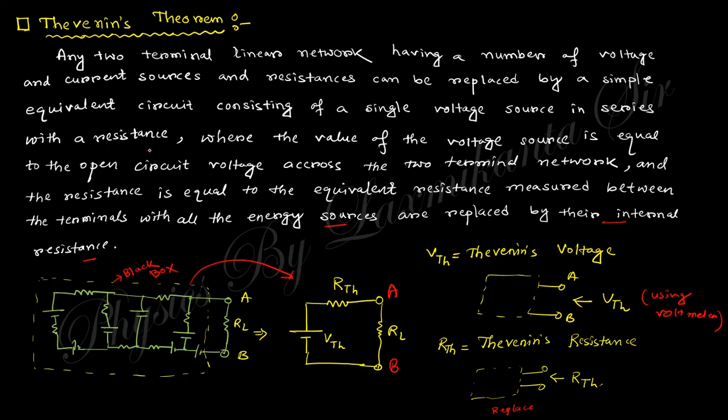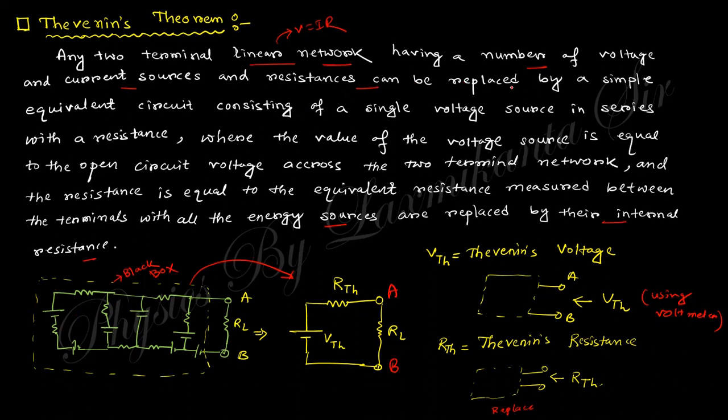These things are written here. You can read that any two-terminal linear network, linear because V equals IR is valid here, having a number of voltage and current sources, there can be current sources, no problem.